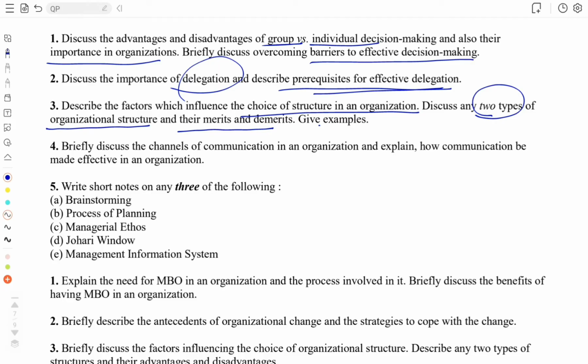But when it is asked to discuss any two types of organizational structures, we can better describe the two modern types of organizational structure. The first one is the matrix structure and the second is the network structure. Okay, so what is the matrix structure and what is a network?